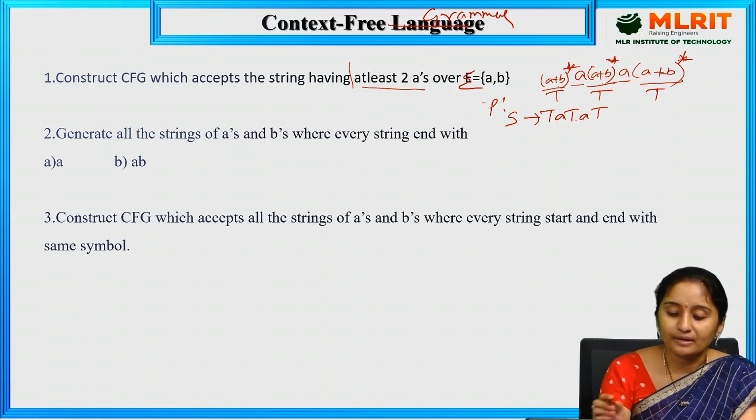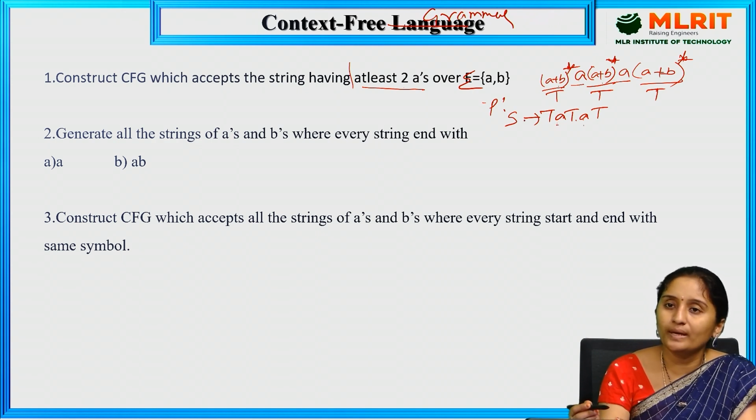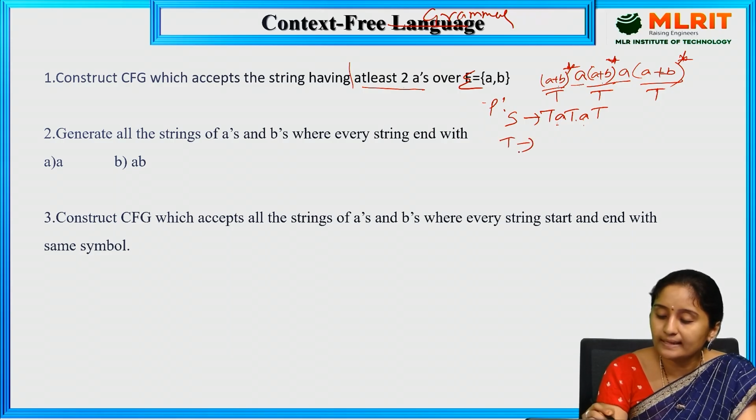So why have I written it? Because here they gave at least two A's. Two A's are at least. And this T can be a combination of A or B, or it's (A plus B) whole star, or I can take epsilon also. Now we are going to derive this T.